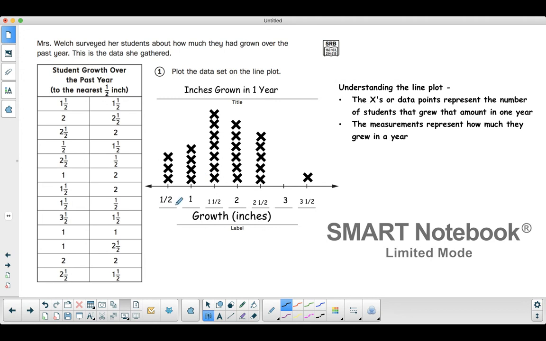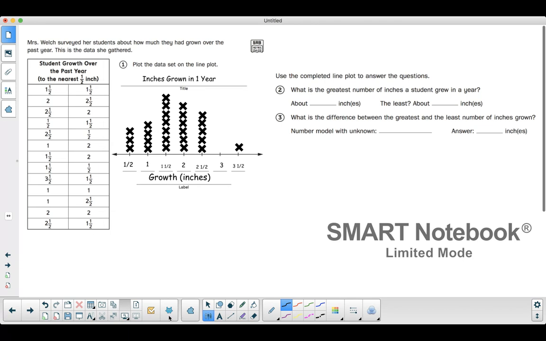Now, the measurements, as we mentioned before, on the horizontal axis, represent how much they grew in 1 year. So it's important that you are understanding your line plot before you move forward to answer some questions about it. Okay, so we have 2 questions that we're going to answer today. The first one says, what is the greatest number of inches a student grew in 1 year?